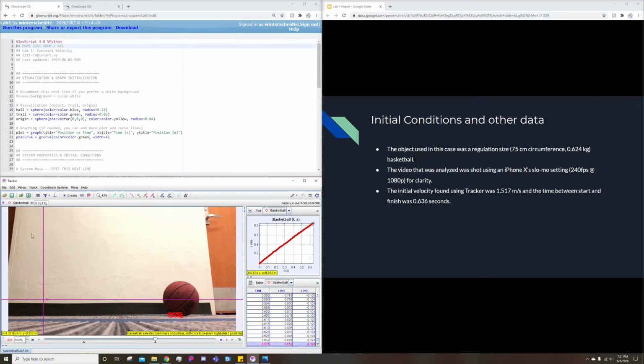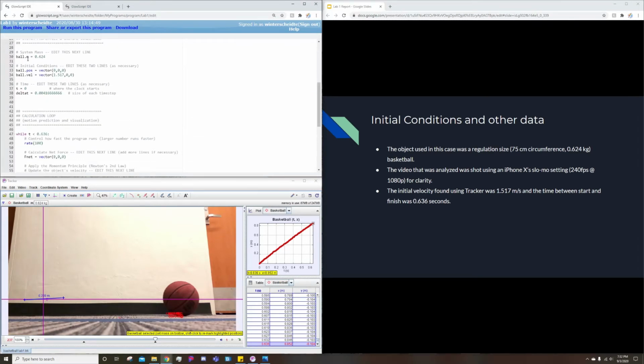So yeah, the diameter of the ball is 0.239. That's what I used to calibrate the video. And so the initial velocity that I found was 1.517 meters per second, and the time between start and finish was 0.636.